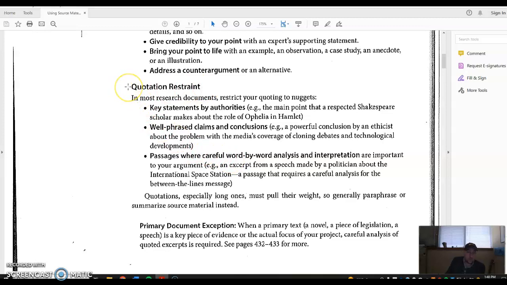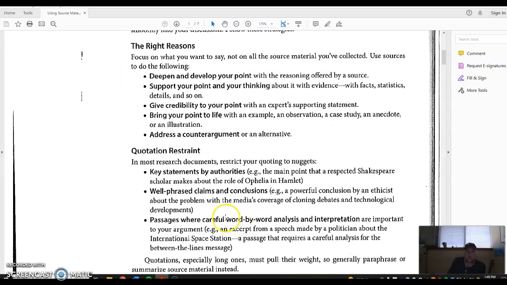Quotation restraint. There's a starting point. Some of y'all used quotes in the summary and paraphrasing prompts for the Paulson source exercises. And that kind of defeated the point, right? Because I want you to get accustomed to putting your source content that you read in your own words, and just to prove the point of this thing, which I believe is implied. Look, they say these are the right reasons to use sources, and the very next thing they tell you is use restraint with direct quotes.